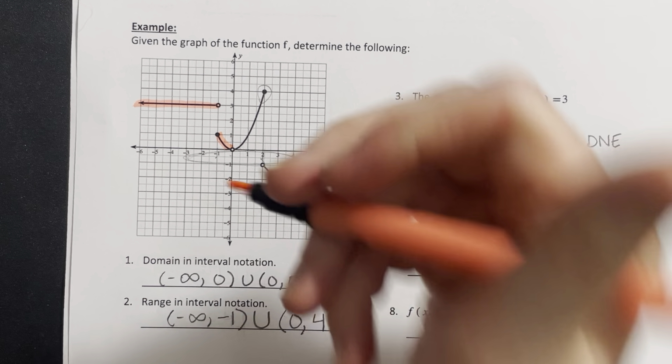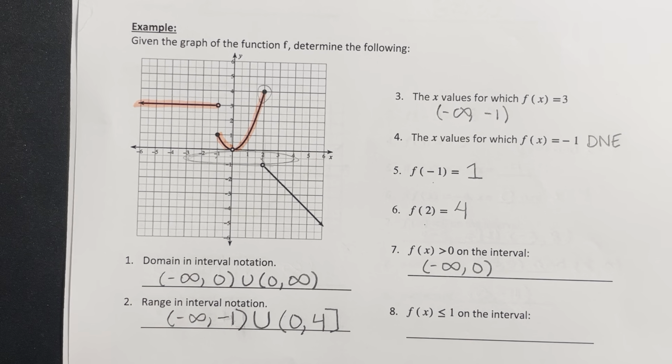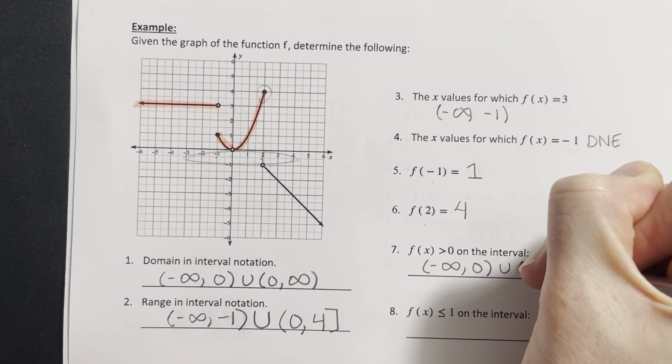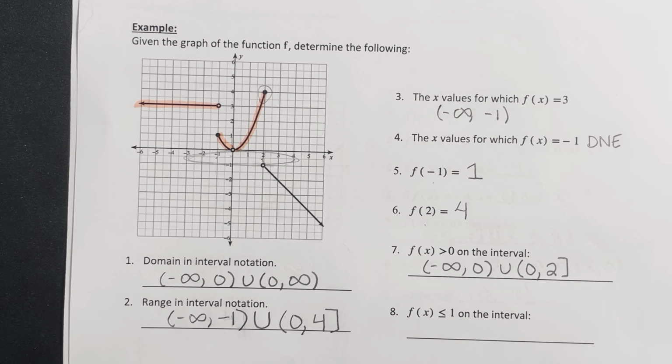It is still greater than 0 from x equals 0 to x equals 2. So I'm going to do union parentheses 0 to 2 with a bracket. All right, and then it asked, when is the function less than or equal to +1?